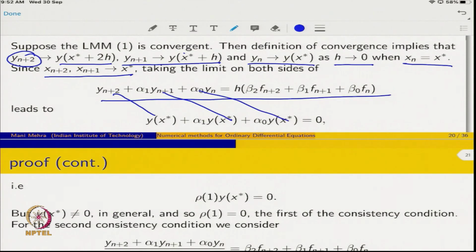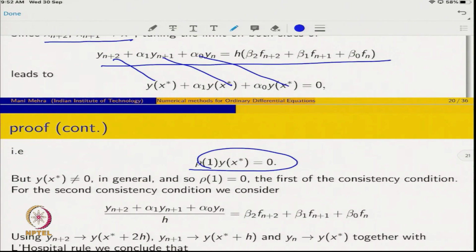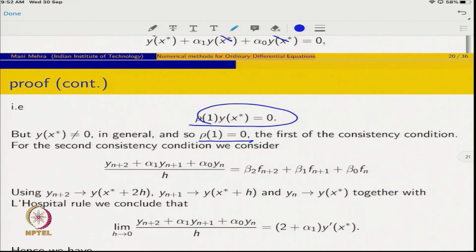And then if we write it in the form of the first characteristic polynomial, this will become this. In general, this cannot be 0 for a non-trivial solution. So, rho(1) should be 0, the first of the consistency conditions. So, this is the first consistency condition which we always get with the help of a convergent linear multi-step method, or a difference equation which is convergent.